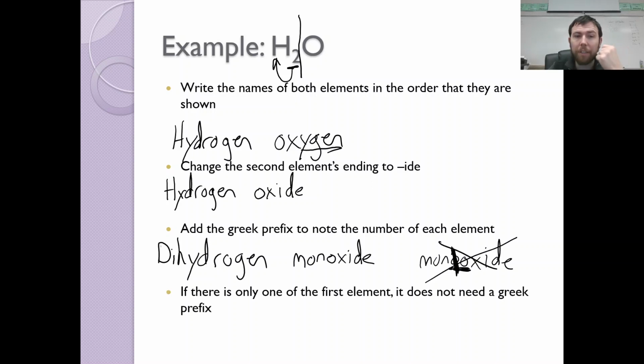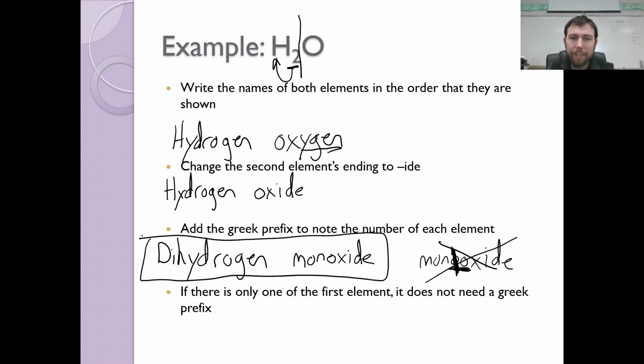Now, for this particular case, there were 2 of the first element. It wasn't just 1. So we do need that Greek prefix. So if we look at it, the formal chemical name for H2O is dihydrogen monoxide. Now, the other thing that we need to keep in mind here, dihydrogen monoxide, we don't typically say that because this is simply water, right? But if you were asked to give its official covalent name, it would be dihydrogen monoxide. All right, that's the first example. Let's take a look at a second one.